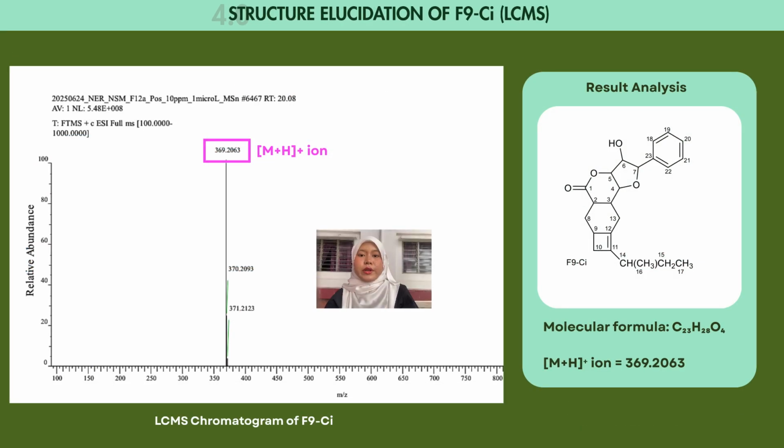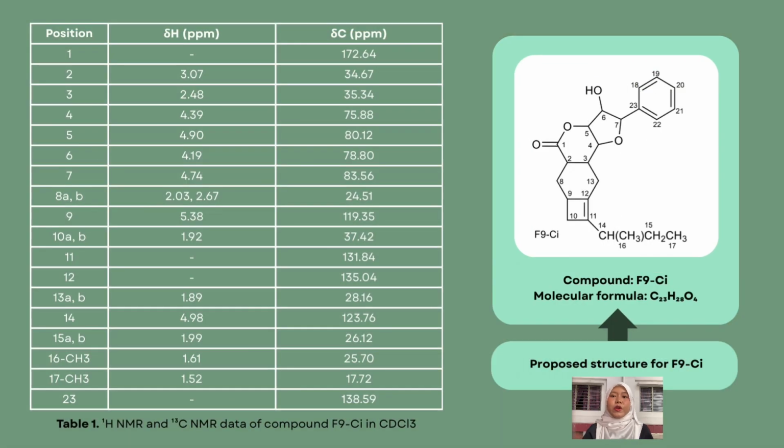The final step for the structure elucidation was done by using LCMS spectroscopy. The molecular formula of carbon-23, hydrogen-28, oxygen-4 was established by the LCMS experiment, which records the mass-to-charge ratio at 369.20, which confirms the molecular ion peak for F9C1.